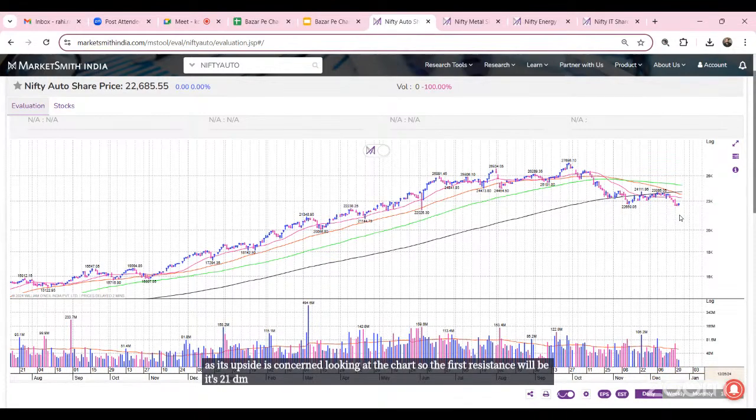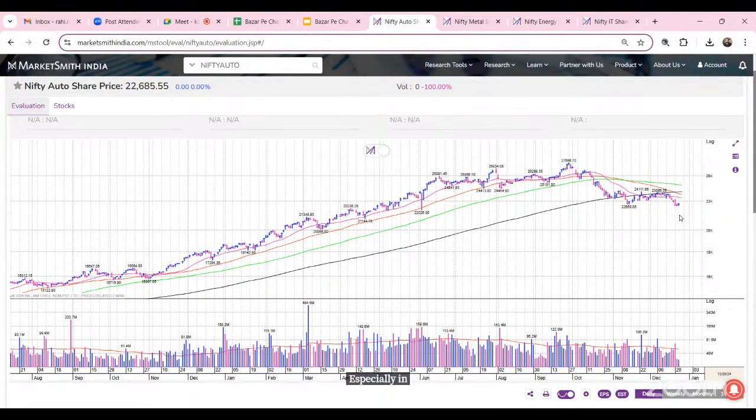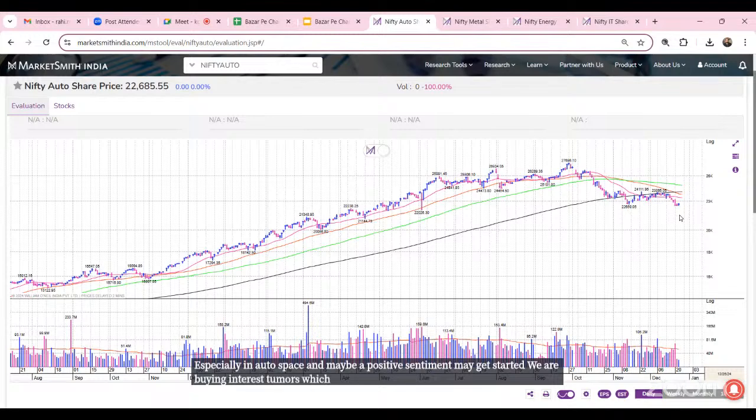So if that 21 DMA is reclaimed by the index, we might feel that there is some amount of relief, especially in the auto space, and maybe a positive sentiment may get started, where buying interest emerges, which eventually brings the index towards the upside. So it is a matter of time, and we need to monitor it very carefully. So this was about auto.